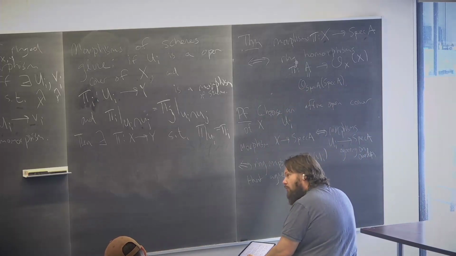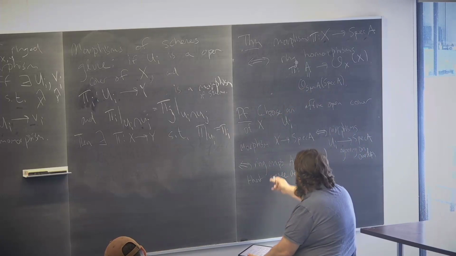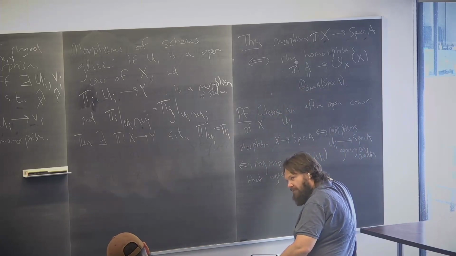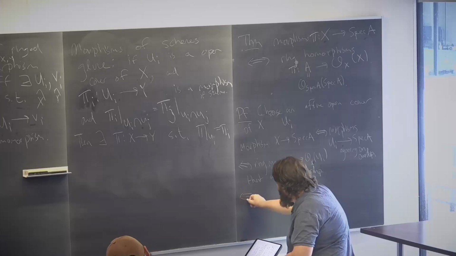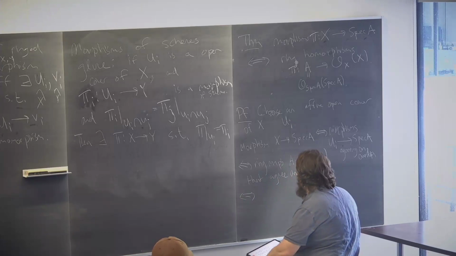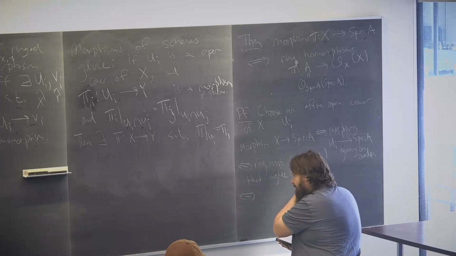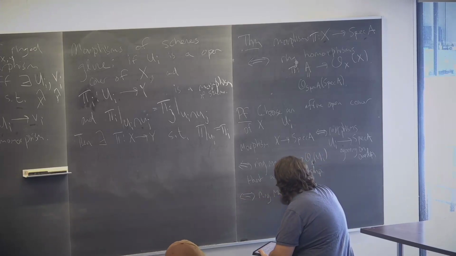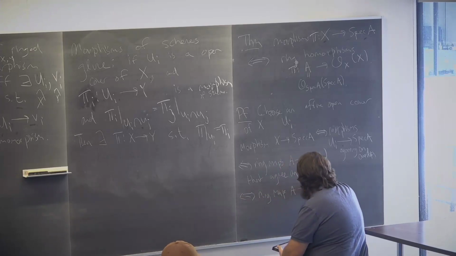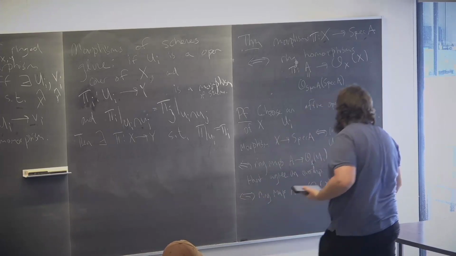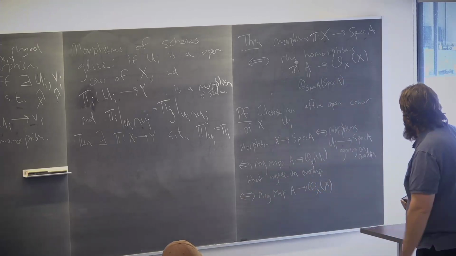Well, now I use the gluing property of sheaves, right? If I have an element of A, I get a section on each of the UIs, and they all agree on the overlaps. Well, that's the same thing as telling me a global section. So because of this sheaf property, I get that this is the same as a ring map from A to O of X, global functions.